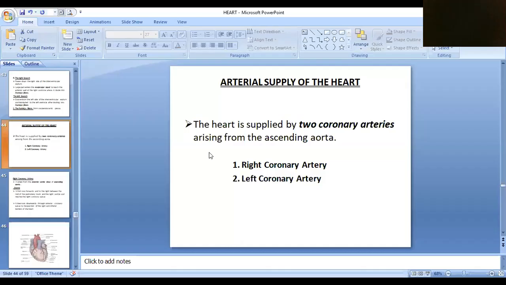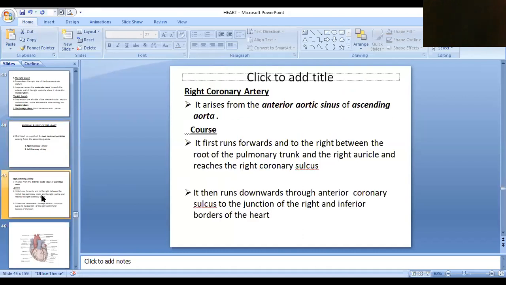Dear students, now we are going to discuss about the arterial supply of heart and the venous drainage of heart. So first, arterial supply of heart. Heart is supplied by two coronary arteries, right coronary artery and left coronary artery. So we have to discuss the details of right coronary artery and left coronary artery. So first, I will go through the right coronary artery.